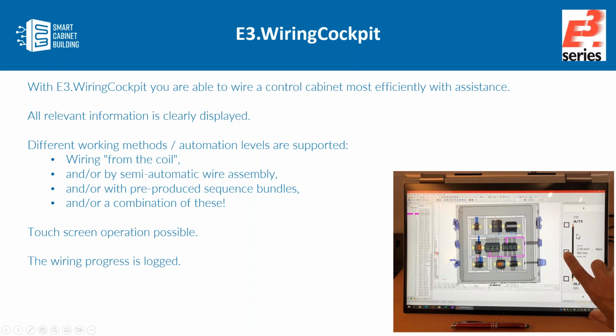So this is from the coil. You need all the information, and you have it. You don't need any other lists or paper or something else. You have all the information in the wiring cockpit. The next automation level is semi-automatic wire processing machines, like from Weidmüller. Then you automatically get the correct length, cut it, and we have a semi-automatic way to do the wire end processing. This is also supported.